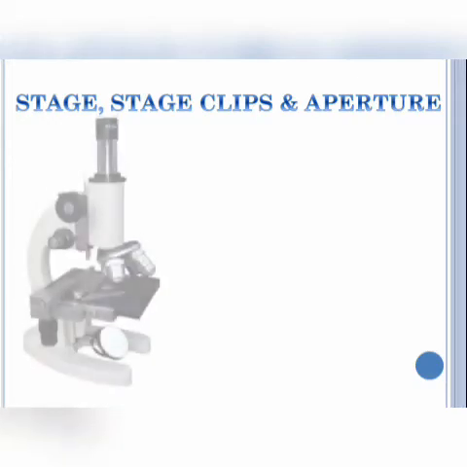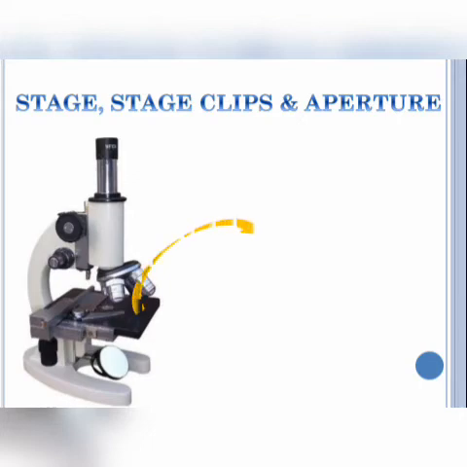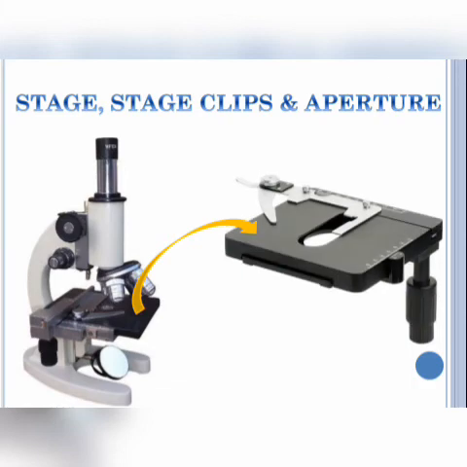The next part which we will discuss is stage clips and aperture. Below the objective, there is a flat platform which is known as the stage. There are stage clips which hold the slide with specimen in proper place. A small aperture is also present in the stage which allows the light into the body.